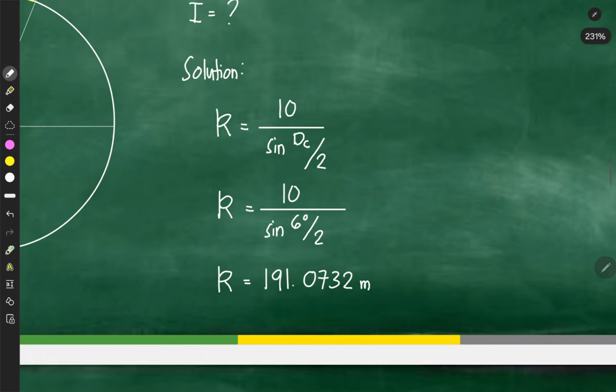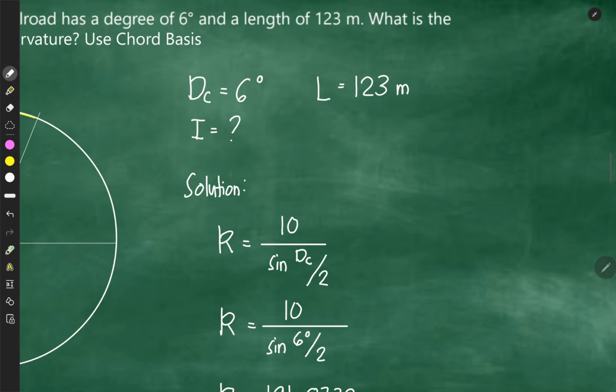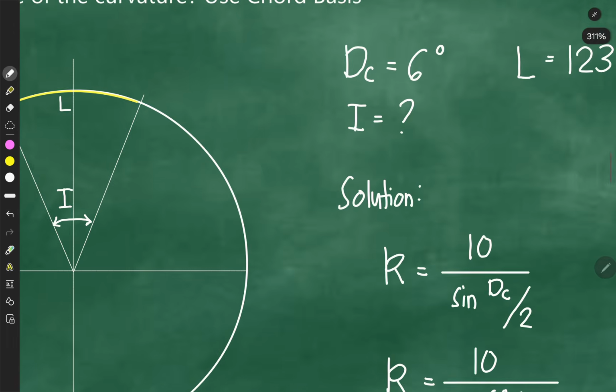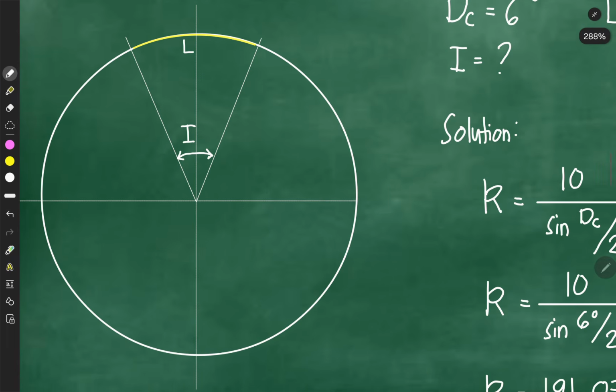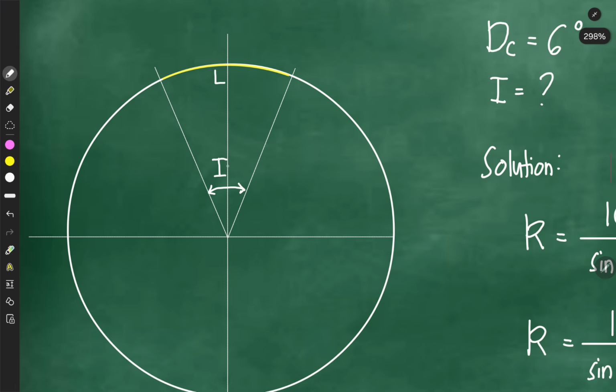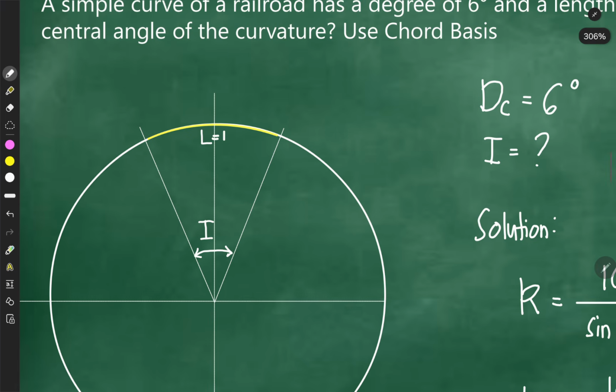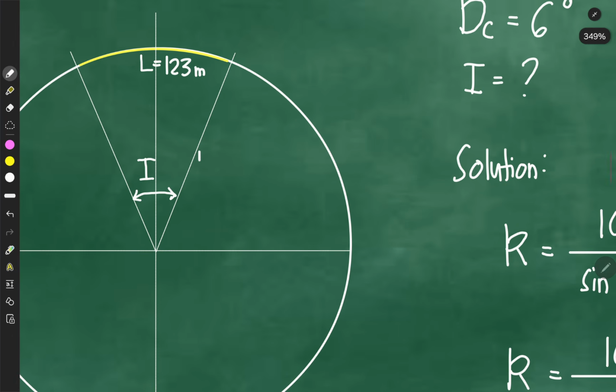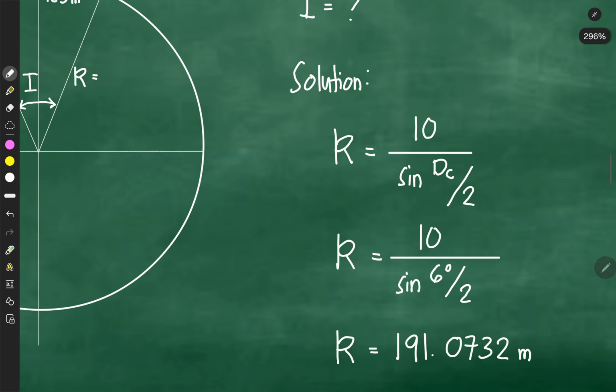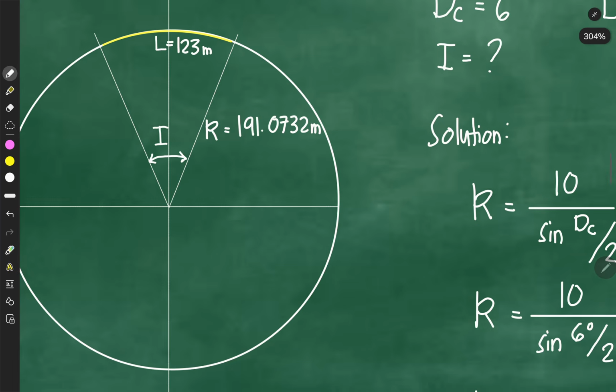meters. So if we have now the radius, how can we solve for the value of our central angle? Let's use ratio and proportion again. If we have this I, which has a length of 123 meters, and we already know our radius, which is equivalent to 191.0732 meters, let's ratio this now to the whole of our circle.